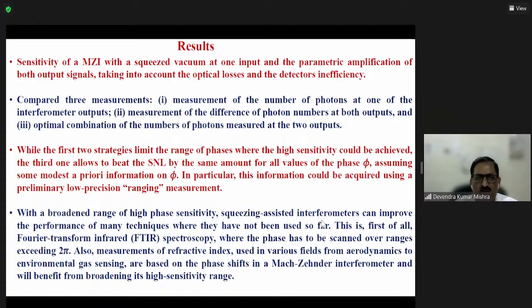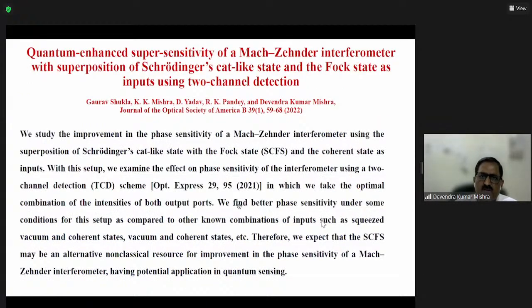That is, first of all, FTIR spectroscopy, where the phase has to be scanned over ranges exceeding 2 pi. Also, measurements of refractive index, used in various fields from aerodynamics to environmental gas sensing, are based on the phase shifts in a Mach-Zehnder interferometer and will benefit from broadening its high sensitivity range by using our study.